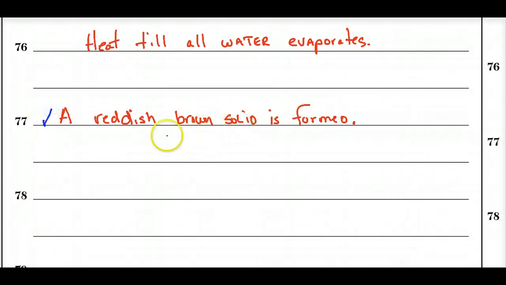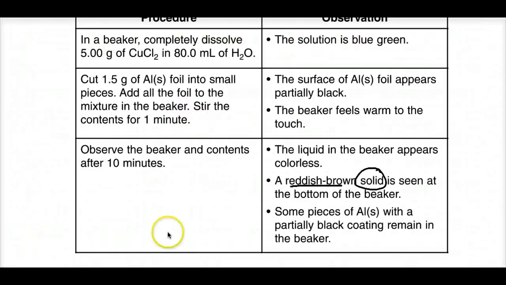You made a solid, or the solution went from blue to colorless, like the lab. Okay, so number 78. So if you wanted to use something other than a reddish-brown solid for number 77, you can see in the procedure, you start with a beaker, completely dissolved copper chloride, and it's blue-green. After you observe the beaker after 10 minutes, the solution is colorless, which means all the copper came out of solution. So that's something else you could have used as well.